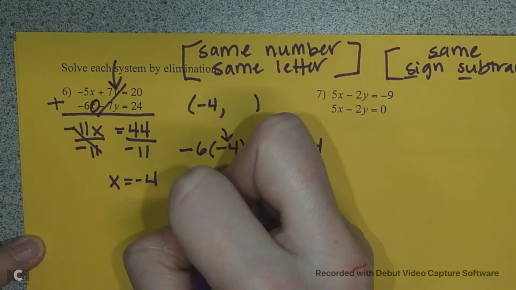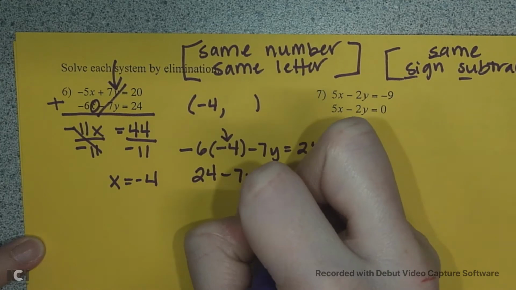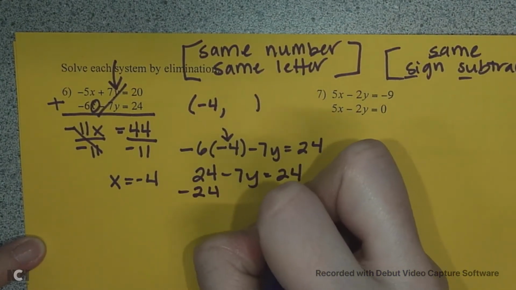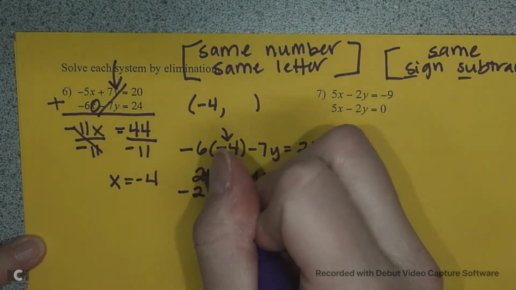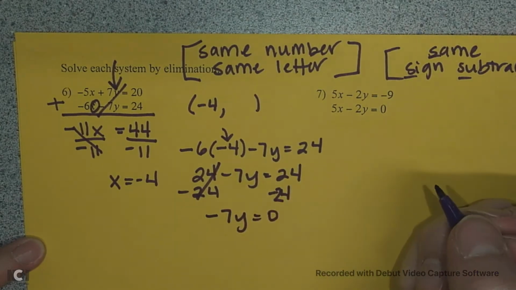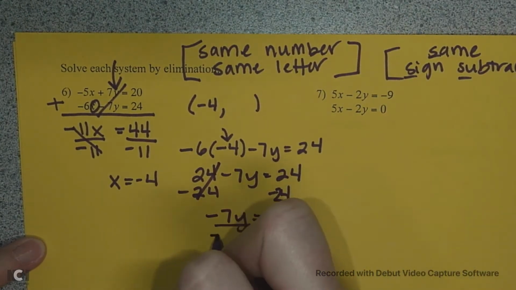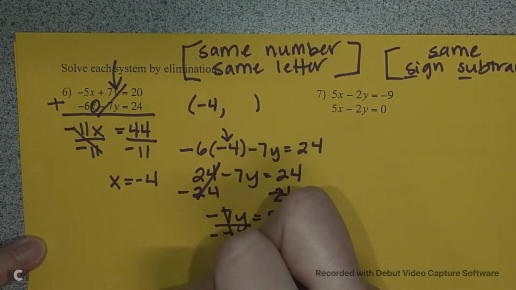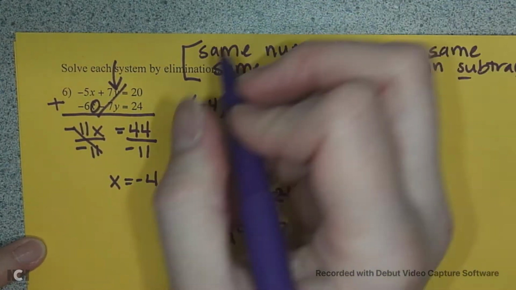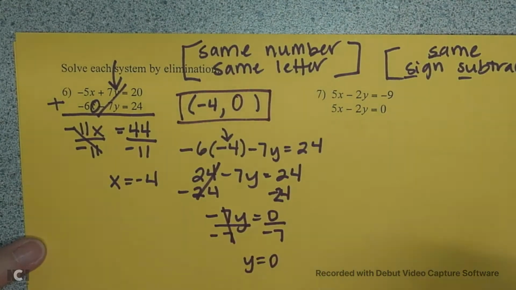-6 times -4 is positive 24. And we are going to keep solving for our y. We have to do the opposite, so we're going to subtract by 24 on each side. Sorry, I forgot that 2. And -7y equals 0. In order to get the y by itself, we are going to divide, and yes, we can divide, but we will get 0. So our answer, our solution on number 6 is -4, 0.